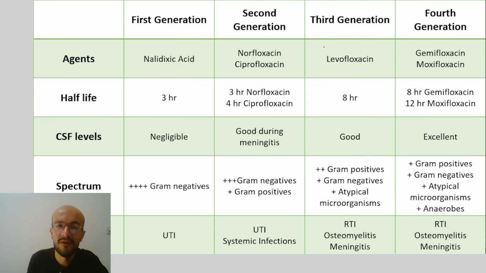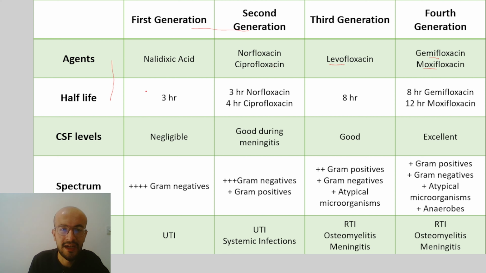Finally, we have this table as a comparison between the different generations of the quinolones. On the rows, we have the generations, and in the columns, we have the comparison points: the agents, the half-life, CSF levels, the spectrum, and the uses. For the first generation, we have nalidixic acid; for the second generation, norfloxacin and cipro; for the third, levo; and for the fourth, gemi and moxi.